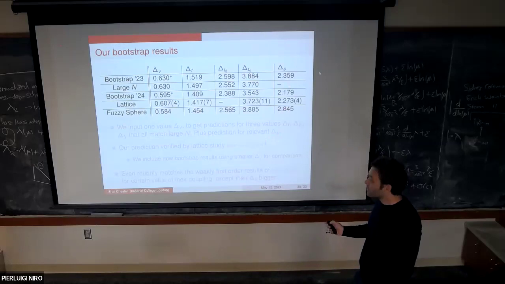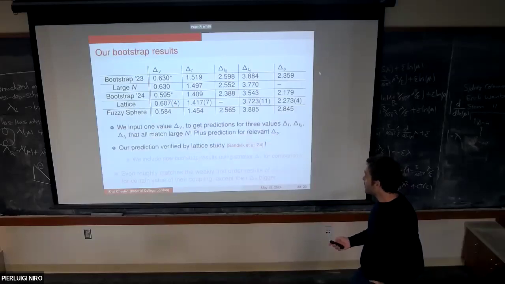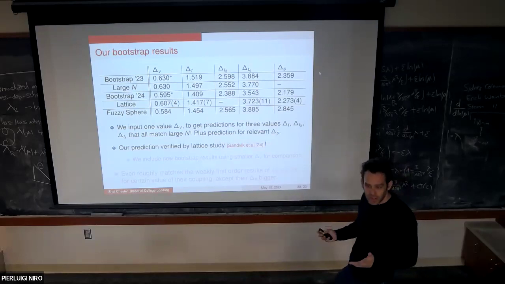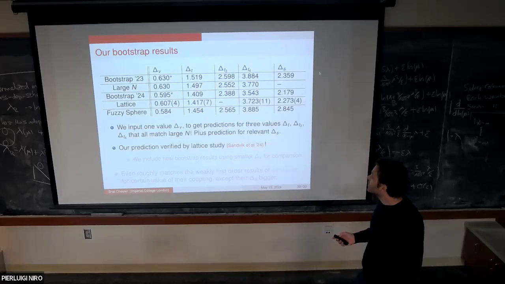But the other values are actually not that far, which might suggest that perhaps an improved fuzzy sphere calculation with more sites might get even closer to our values. The most interesting thing from our perspective, though, is that a year after we made this prediction, Anders Sandvik, who's a lattice expert, came out with a paper, which came out this past Monday, where he confirms our prediction. So he does an independent lattice simulation using something called the JQ model.